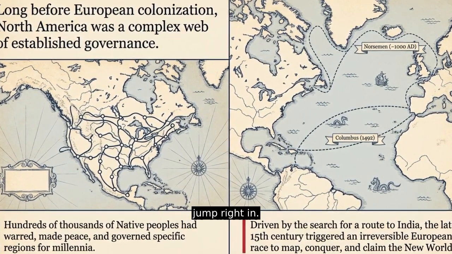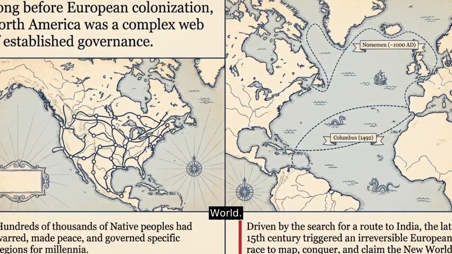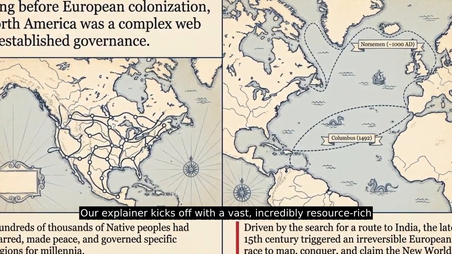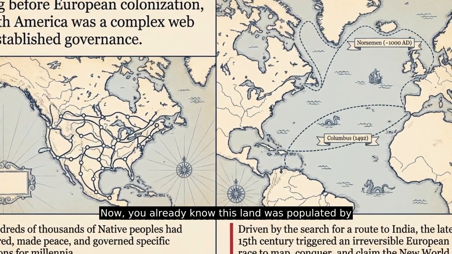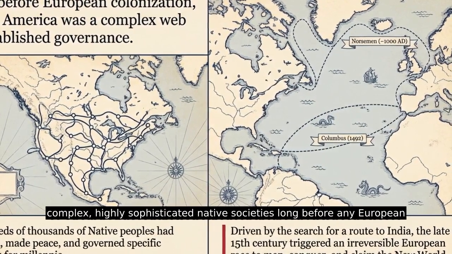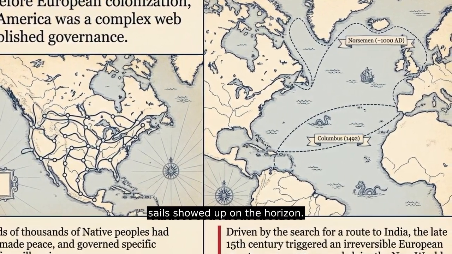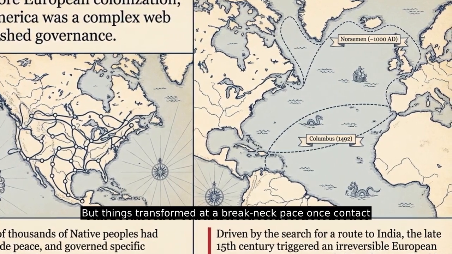Chapter 1. Worlds Collide, The Foundations of a New World. Our explainer kicks off with a vast, incredibly resource-rich continent. Now, you already know this land was populated by complex, highly sophisticated native societies long before any European sails showed up on the horizon. Thousands of years of history were already in place. But things transformed at a breakneck pace once contact was made.